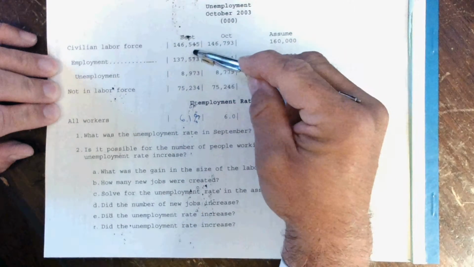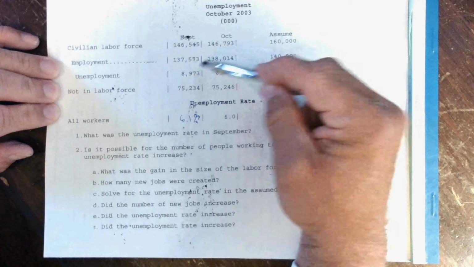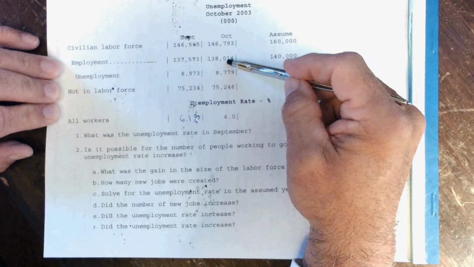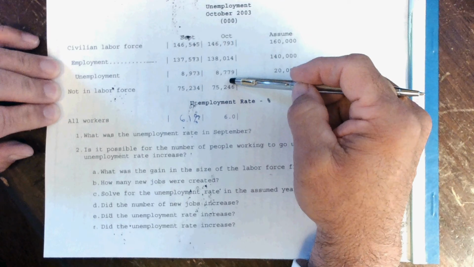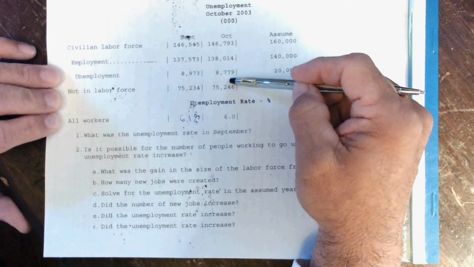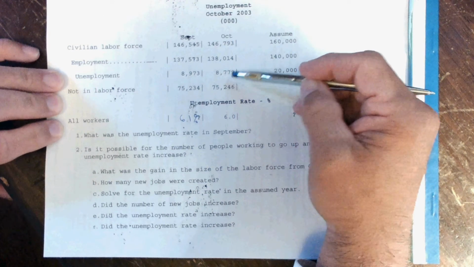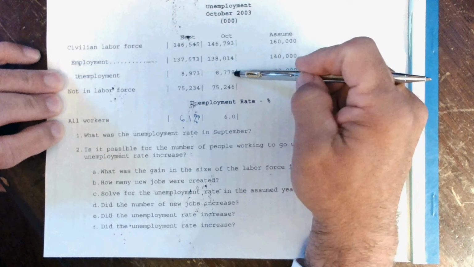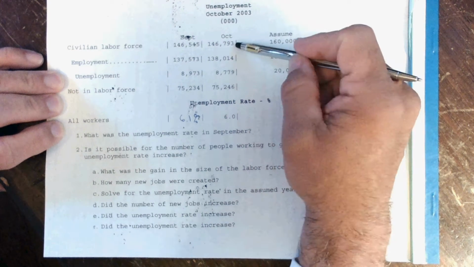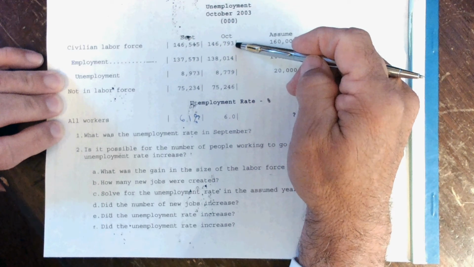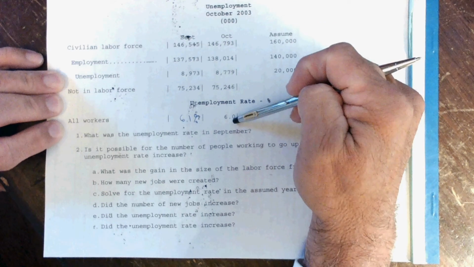Now, in October, the labor force increased, and so did the number of people who had jobs. The number of people who were unemployed went down. We should expect from that the unemployment rate would fall. And if you divide the number of people unemployed, 8,779,000, by the labor force of 146,793,000, you get an unemployment rate of 6%.